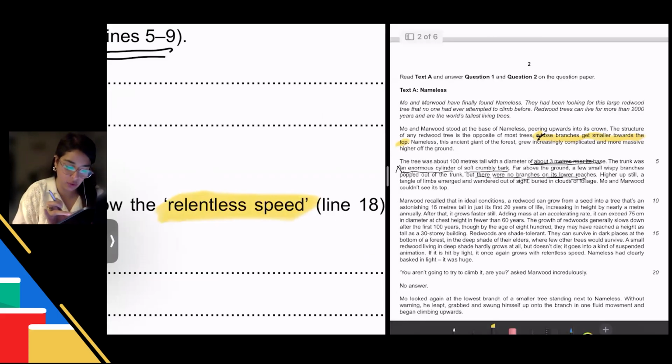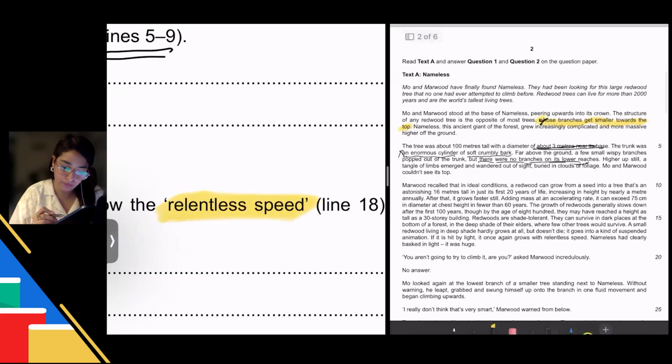So in line 18, it talks about how if it is hit by light, it once again grows with relentless speed. Nameless had clearly basked in light, it was huge. So basically, the idea of how light affects its speed is something that they are talking about in this case, asking you to give 2 details that show the relentless speed with which a redwood tree can grow according to the text. So within this section right here, we're basically trying to highlight how we can see that this is something that grows very, very quickly.